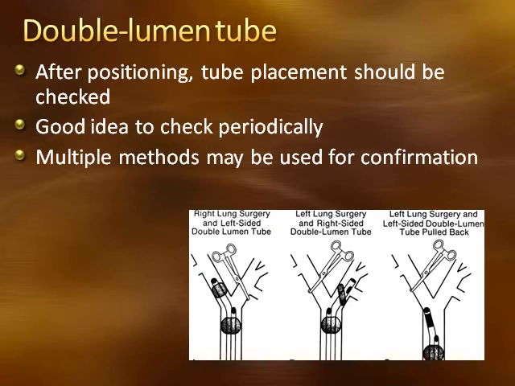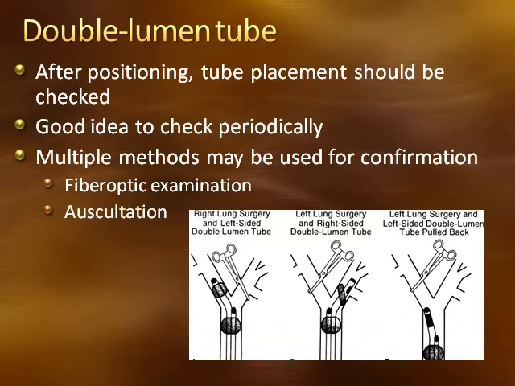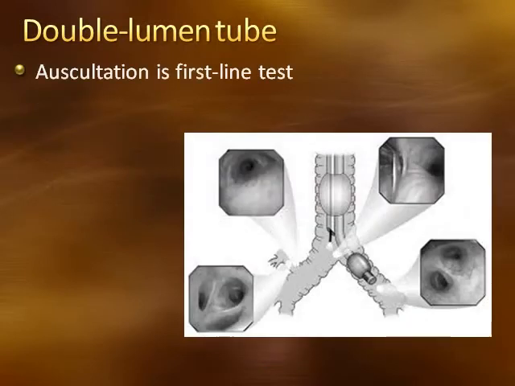There are multiple methods available to confirm placement. Currently, the use of multiple methods for confirmation of correct tube placement is widely considered to be the standard of care. Auscultation and fiber optic examination are used most commonly. Auscultation is a widely available first-line test.